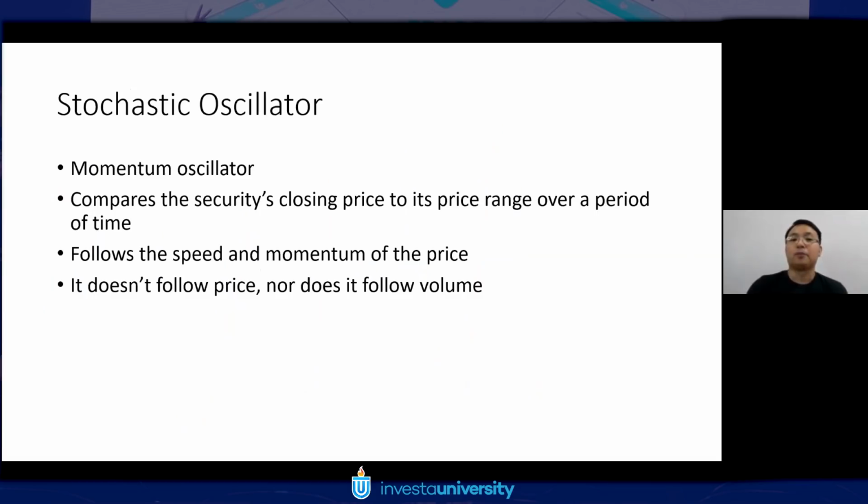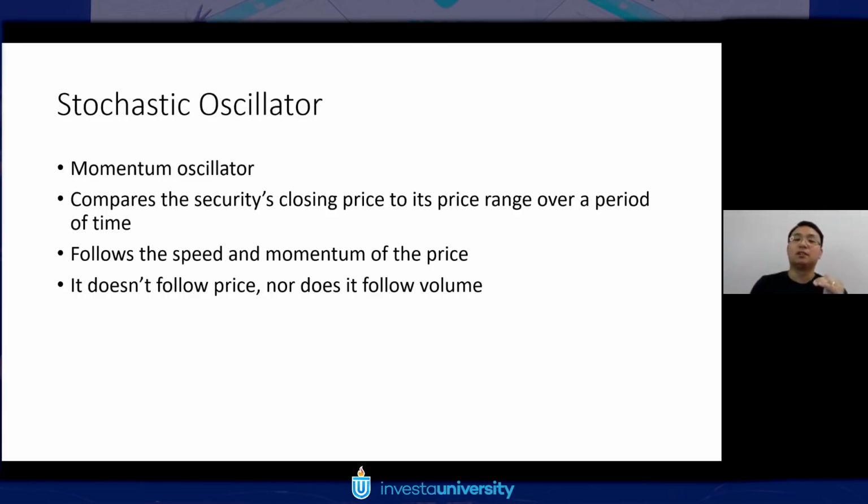Okay? Now, yung indicator natin na to, it's a momentum oscillator. Ang momentum oscillator, what it does is that it simply shows you the momentum of the market. Saan papunta yung market? Saan yung pag-increase ng price? Is it to the upside or to the downside? And what it actually does is that it compares the security's closing price to its price range over a period of time. Let me repeat that. It compares the security's closing price. So, titignan yung closing price. Tapos, i-compare niya yun sa price range over a particular time period.